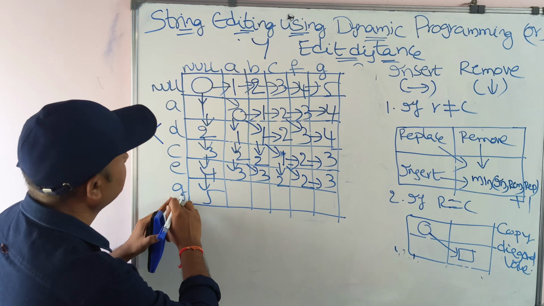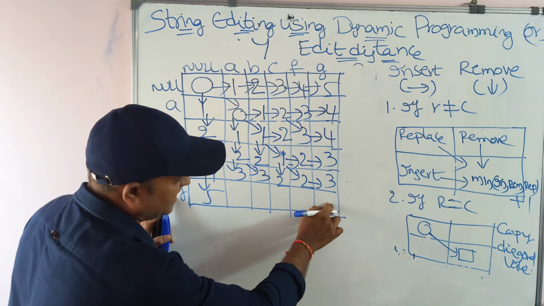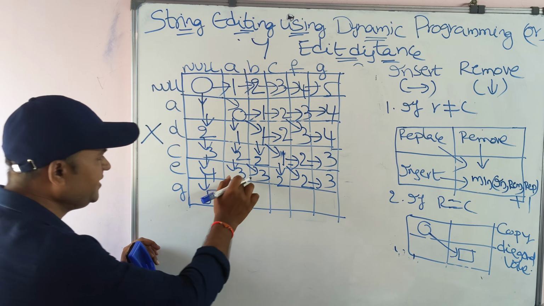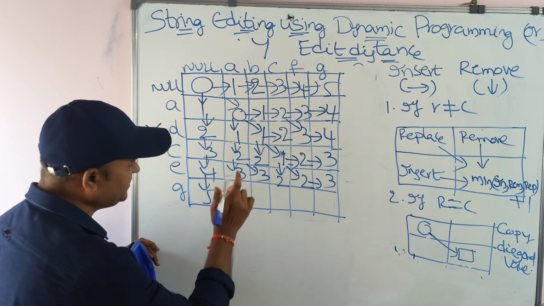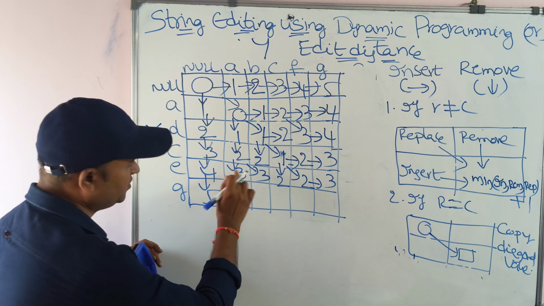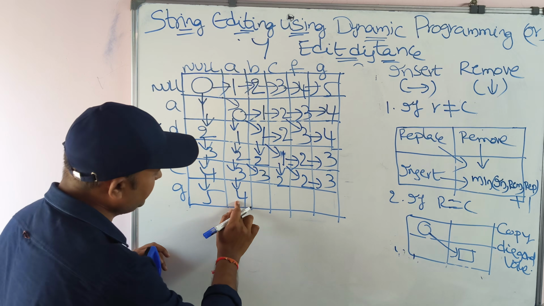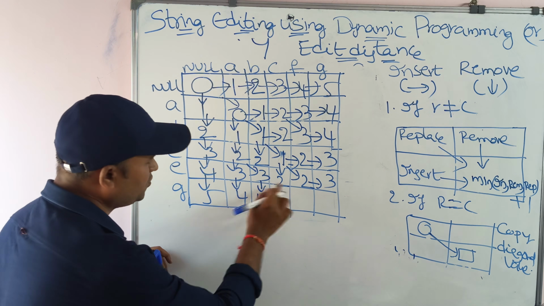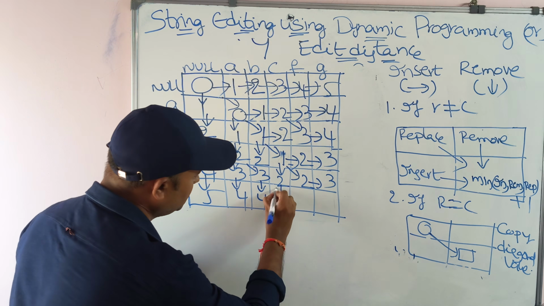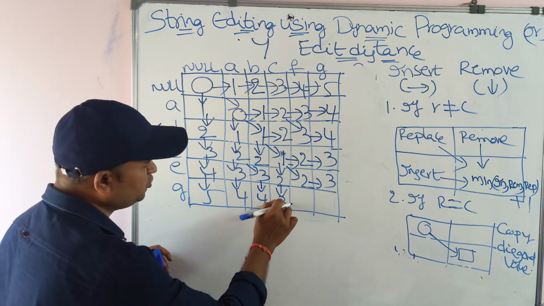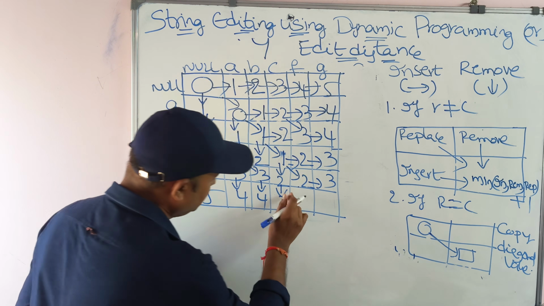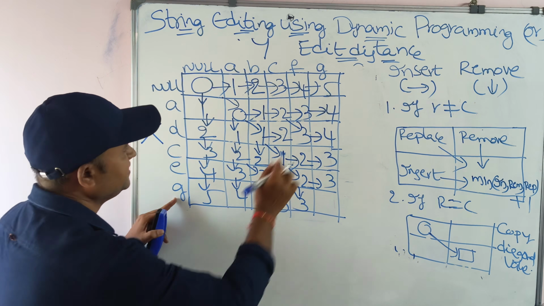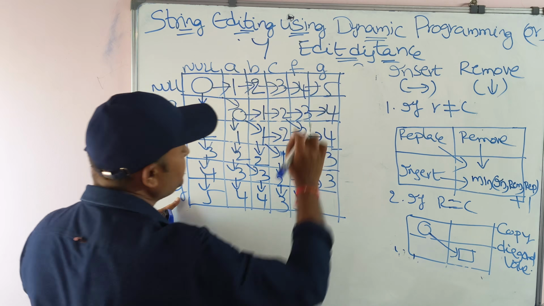Next, G, the last one is same, whereas the first 4 are different characters. So different means minimum. Out of 3, 4, 5, 3 is the minimum. So 3 plus 1, 4. Out of 4, 3, 3 is the minimum. So we can use this vertical or diagonal also. Out of 4, 3, 2, 2 is the minimum. So 2 plus 1, 3. Out of 2, 3, 2 is the minimum. So we can use diagonal or vertical. It is our choice. Next here, GG, same characters.